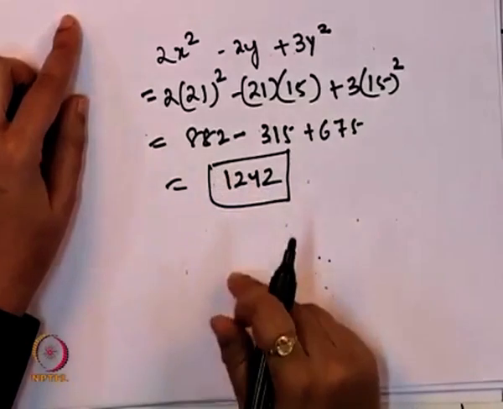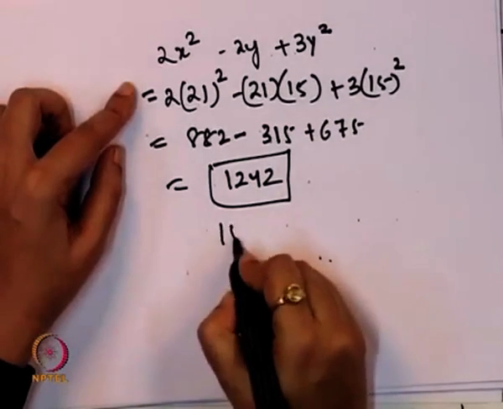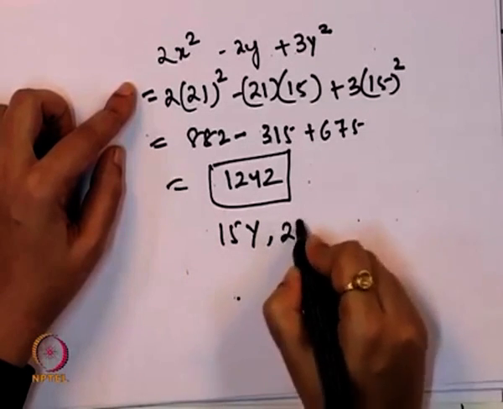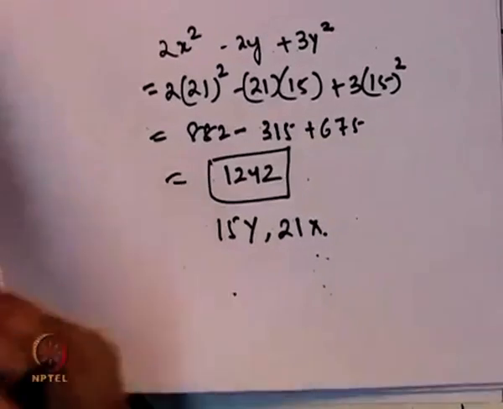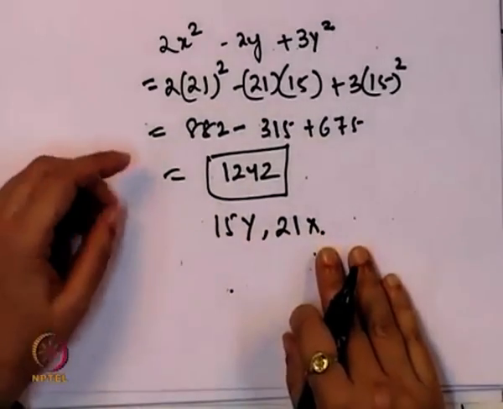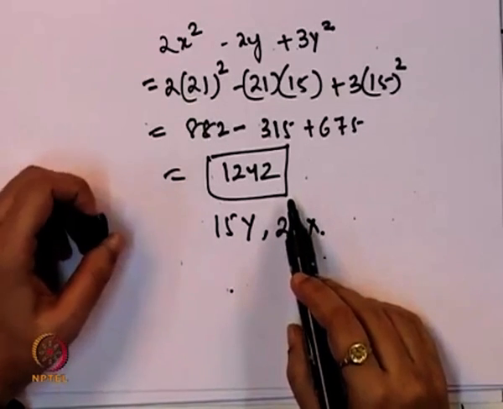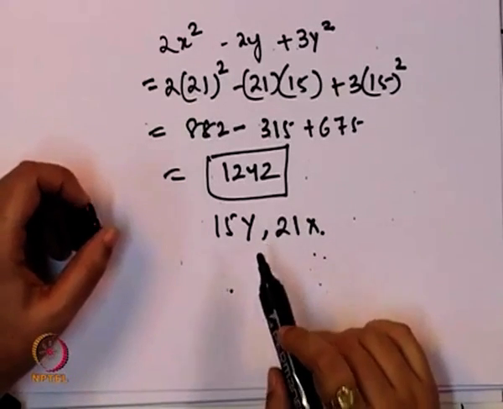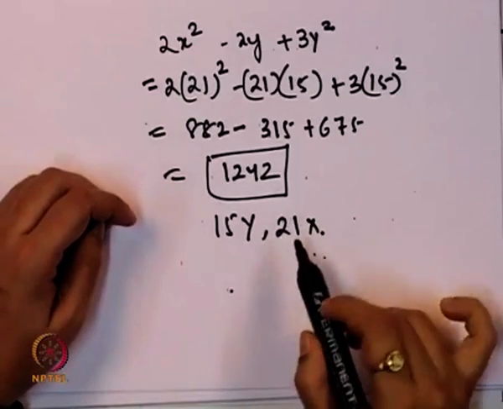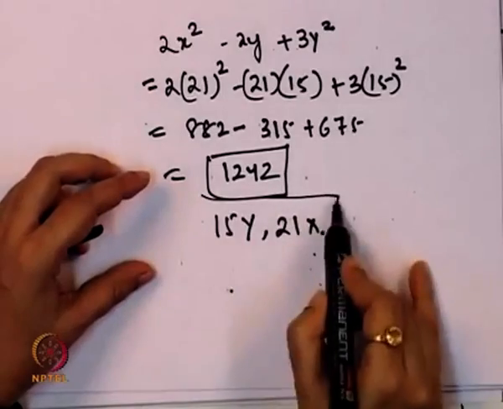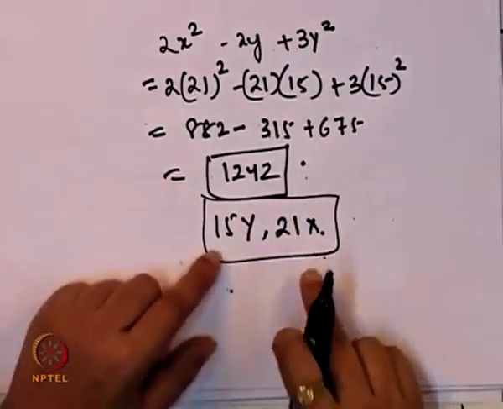So this is the minimum cost the firm incurs in order to produce 15 units of y and 21 units of x. So what is the optimization problem here? The optimization problem here is to minimize the cost with a constraint that at any cost the firm has to produce 36 units of both the goods, that is X and Y. So this is the optimum combination for the firm and this is the minimum cost to produce the optimum combination of the firm.